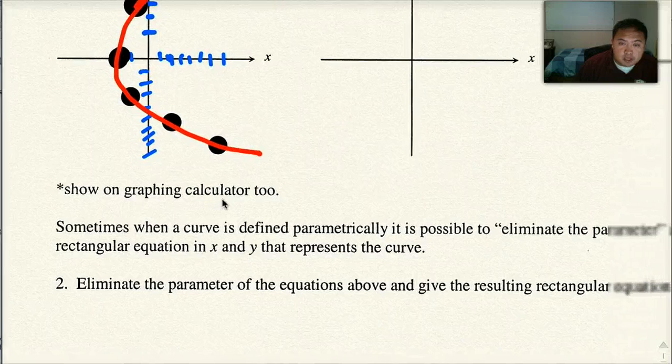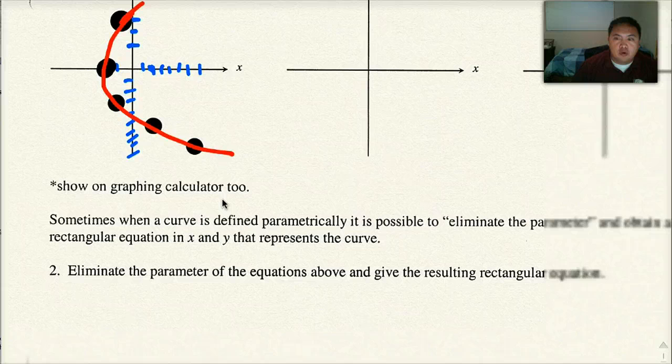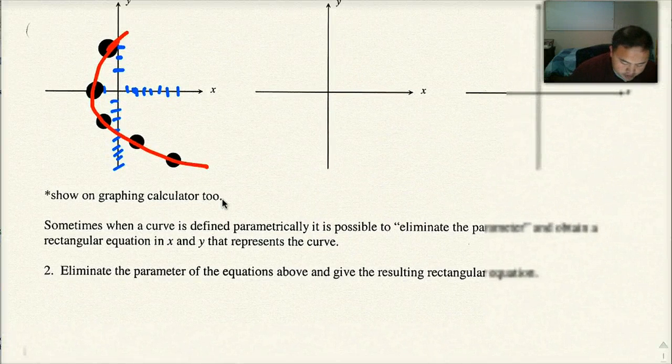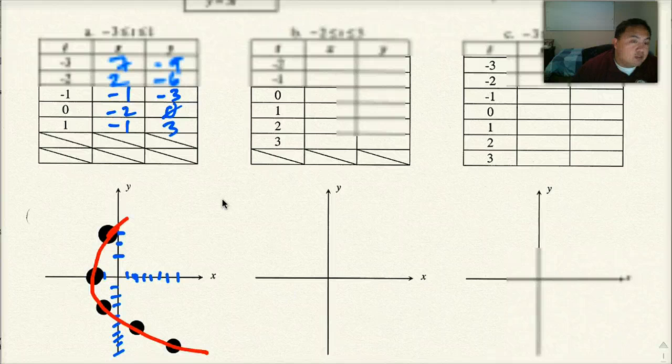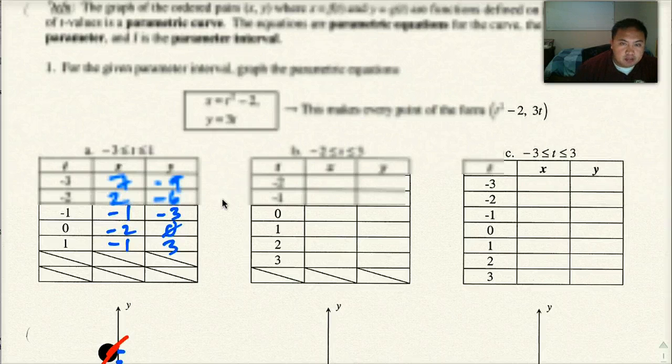Now, sometimes when a curve is parametrically defined, it is possible to, quote-unquote, eliminate a parameter and obtain a rectangular equation in x and y that represents the curve. So another thing that they'll ask of you is to eliminate the parameter. I know there's 2 other examples here for you. I think you obviously are in AP Calculus, so you can understand how to do the rest of it. But what if I looked at these 2 equations that I worked on before, x equals t squared minus 2 and y equals 3t, and let's try to eliminate the parameter.